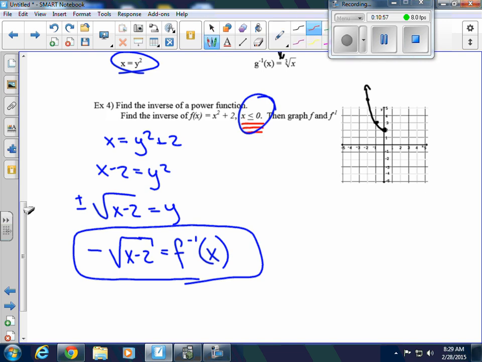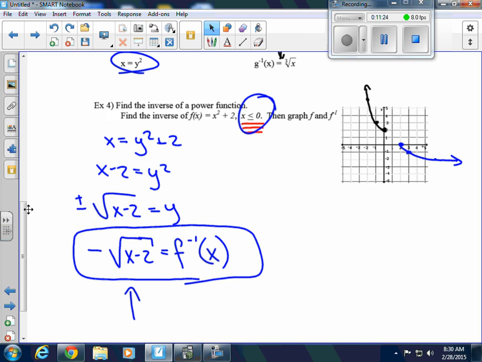Now remember, to graph the inverse, we could either just plug values into here, or we could switch our x and y values. Well, if we have the graph, it's super easy to switch these, because now instead of 0, 2, I have 2, 0. Instead of negative 1, 3, I have 3, negative 1. And instead of negative 2, 6, I have 6, negative 2. And so here is our graph.